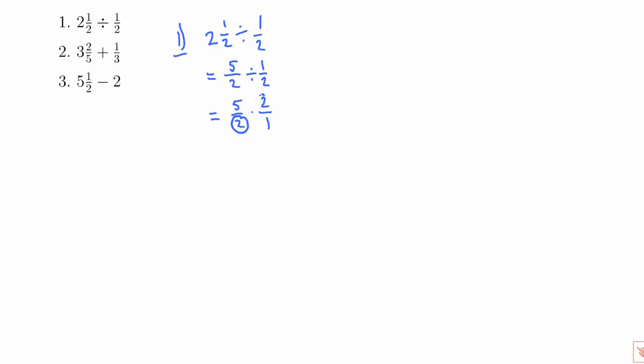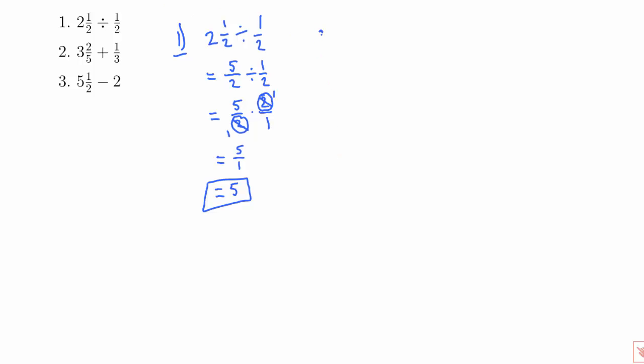Notice that there's a 2 here and a 2 here. They cancel each other, a 1 and a 1. Now if you multiply, 5 times 1 is 5, and 1 times 1 is 1. So it gives you 5 over 1. But you're not done, because you can never leave anything over 1. So that just gives us 5.